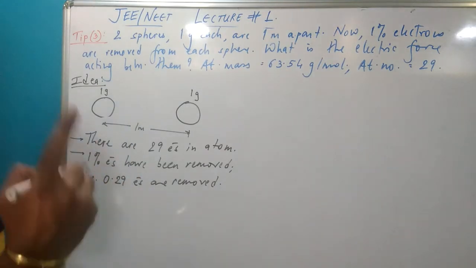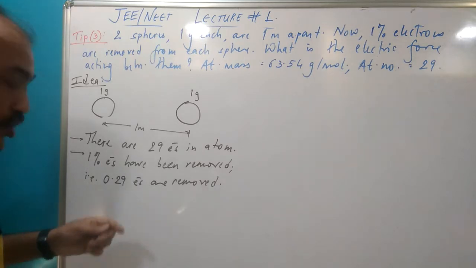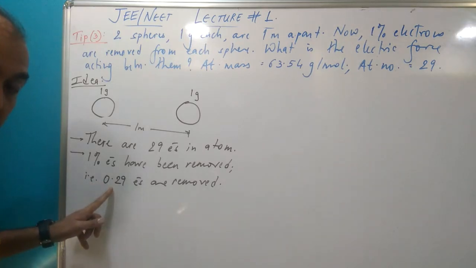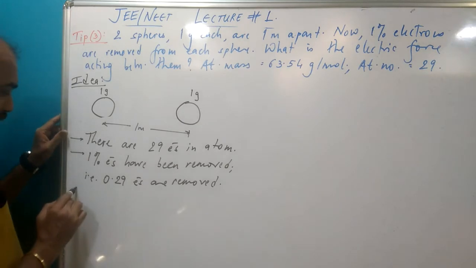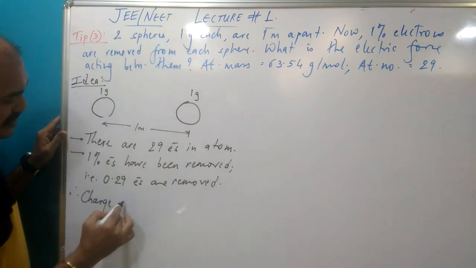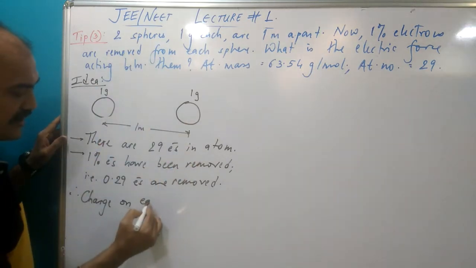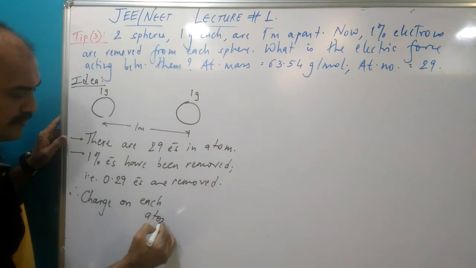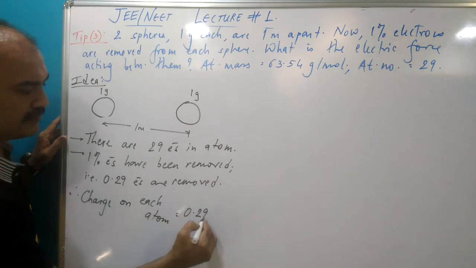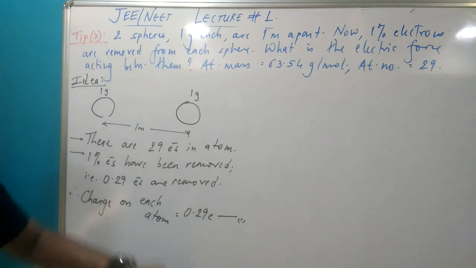If one electron would have been removed, how much charge would have been removed? You would say, sir, Q is Ne, put N as 1, so Q is equal to e. So if 0.29 electrons are removed, how much is the charge removed? The charge on each atom, the amount of charge removed, is 0.29 e. Understand this.